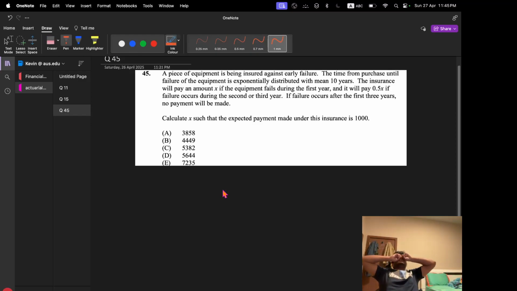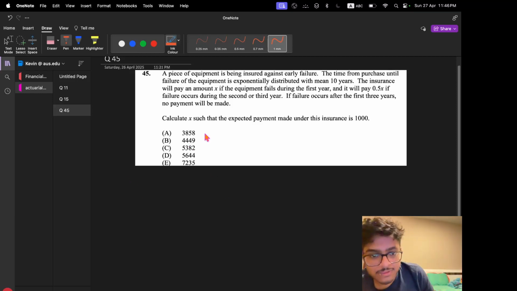New question. This is actually so difficult, but it requires some prior knowledge. You need to know what an exponentially distributed system is. And if you want an explanation of what an exponentially distributed system is, comment down below.